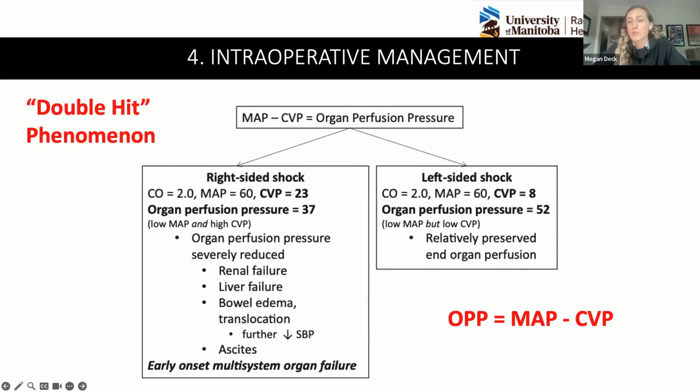Acute RV shock also yields a so-called double hit phenomenon. Recall that organ perfusion pressure is equal to the MAP minus the CVP. Because of the high CVP in right-sided heart dysfunction, organ perfusion pressure is reduced to a greater degree in RV shock than it is in LV shock for the same mean arterial pressure. This hypotension, coupled with an increase in CVP, leads to the rapid development of vital organ ischemia, with hepatic failure, renal failure, and bowel ischemia being common complications.